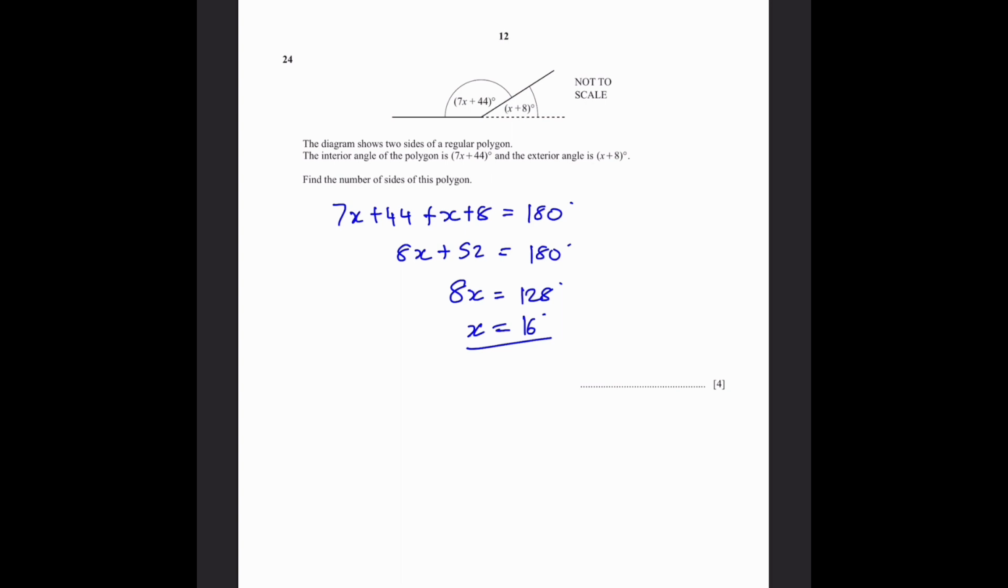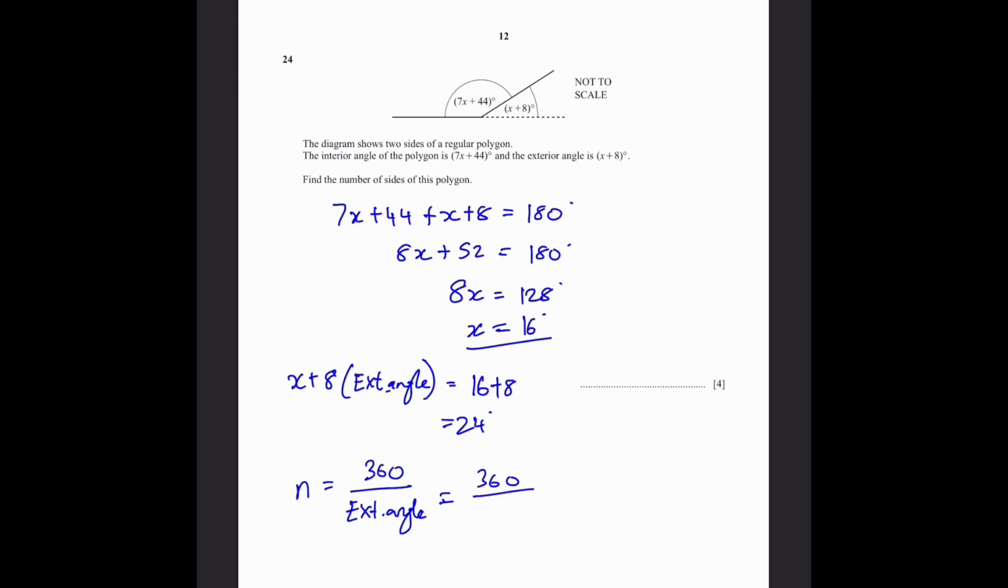Now we know that's 16 degrees. So x plus 8 degrees, which is the exterior angle, is equal to 16 plus 8, which is 24 degrees. Now the number of sides is equal to 360 by the exterior angle, which is equal to 360 by 24, which is equal to 15 sides. That's the answer. And with that, I come to the end of my paper.